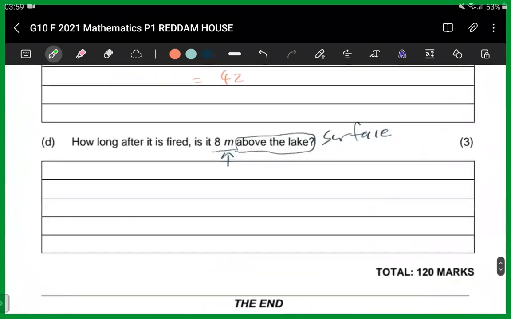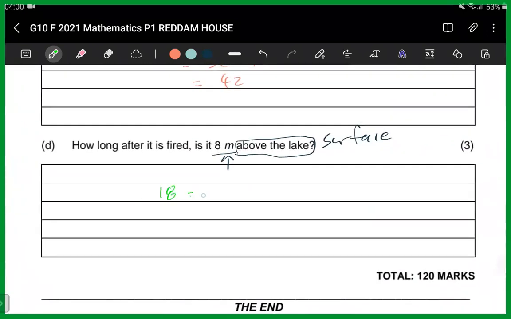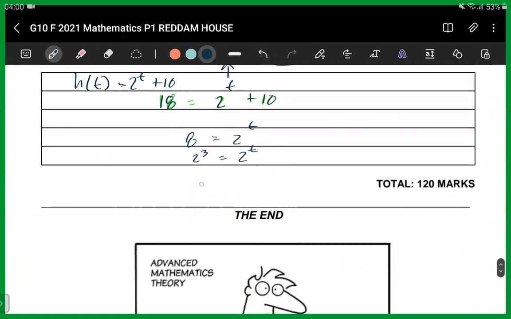Solving for t here, you're going to say 18 equals 2 to the power of t plus 10. Now, the formula, remember, is h of t equals 2 to the power of t plus 10. Here you can take the 10 to the left, you minus, so it's going to be 18 minus 10, which is 8. And we already know that the only thing that can give you an 8 is if you have a 3 as that exponent. So here, therefore, t is equal to 3.